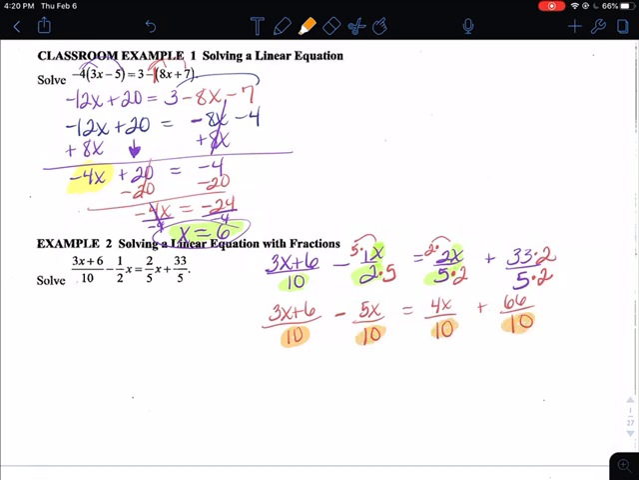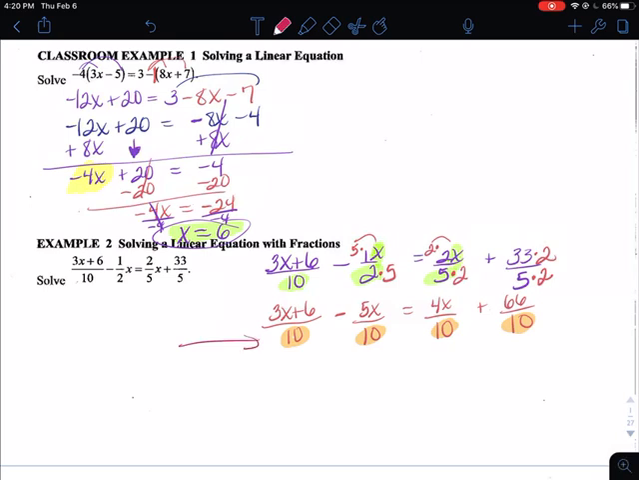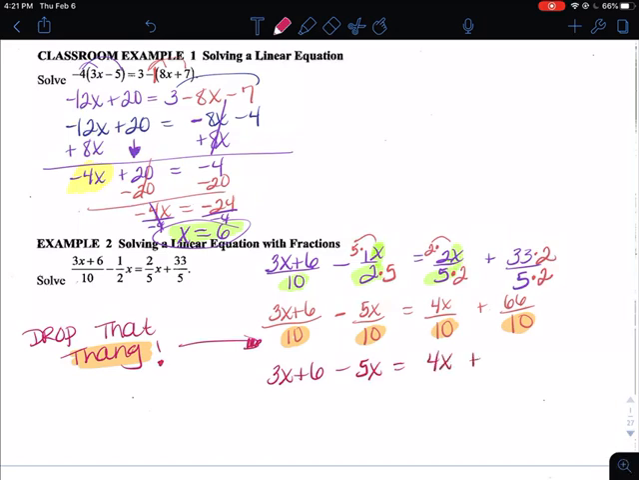So I'm going to do the same thing we did in the last section with complex fractions. If all the denominators are the same, then you can drop that thing. All right, you can drop it off. So I say drop that thing with the A. And what I'm referring to is what I have highlighted. So I'm going to drop all those denominators off. I'm going to rewrite the equation without the 10 in the denominator. That leaves me with 3x plus 6 minus 5x equals 4x plus 66.